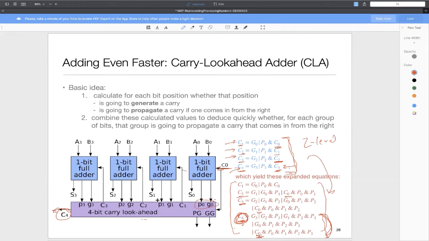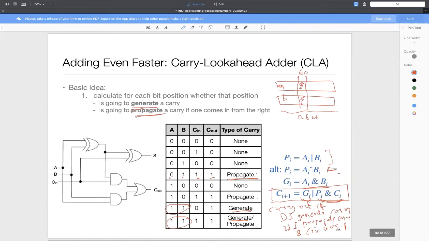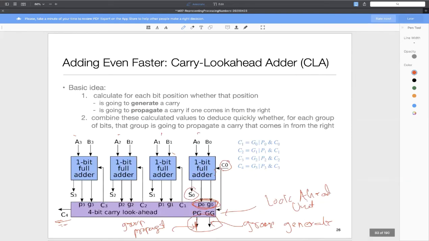These P0, G0, P1, G1, P2, G2, P3, G3 are computed in parallel, right? Because if you notice, each one of the 1-bit full adders is independent, right? As soon as it sees A and B, it can generate P and G, right? So P and G can be generated very rapidly. If you go back to the equations for P and G, they're only in terms of A and B, right? Okay, so in these blue things, the P and G outputs can be computed very quickly.